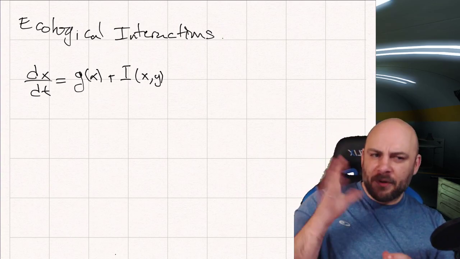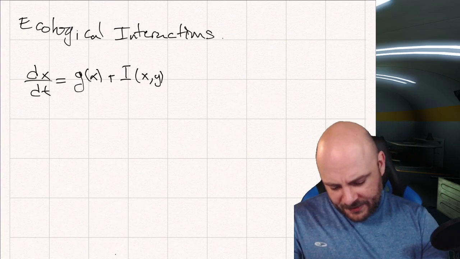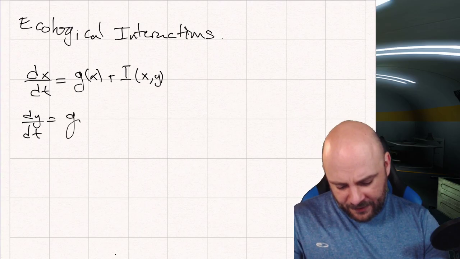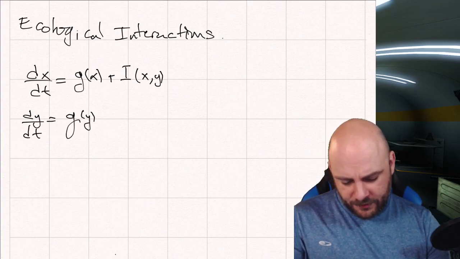Another function there, where they're interacting with another species. And then that second species, dy dt, also changes, and they have their own function, g of y.